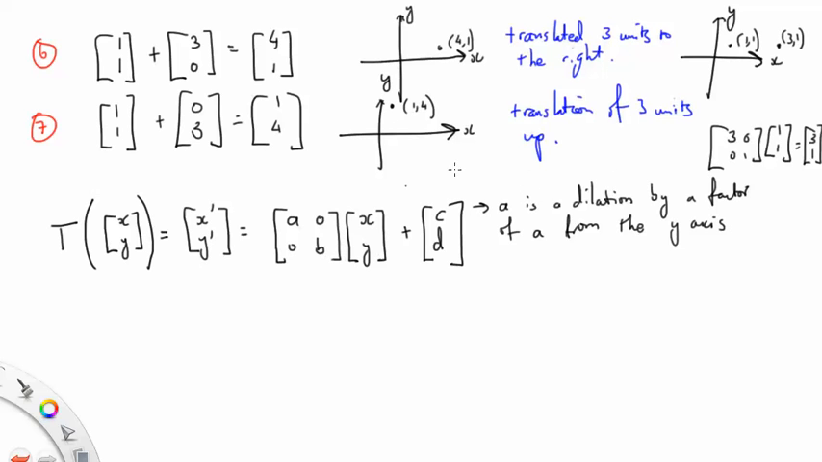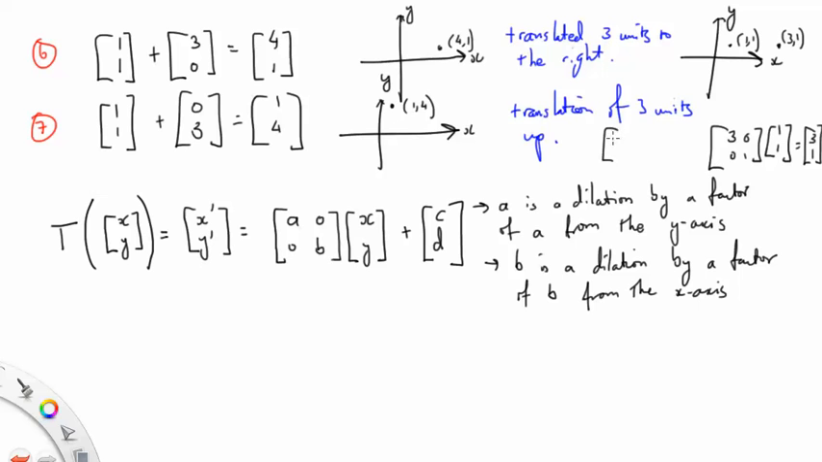If you're unsure about B, do the calculation, or just remember it must be from the x-axis. So B is a dilation by a factor of B from the x-axis. Great. What if A is negative? Well, now I'm stuck. I forgot what happened. What happens when A is negative? Do a quick calculation. What happens? Try it out.